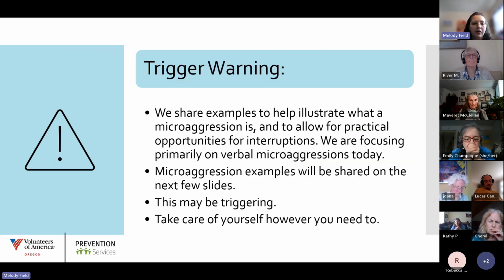So we do want to give a trigger warning that some of the examples that we have might be triggering. We are trying to illustrate what a microaggression is, and focusing on verbal microaggressions. We try not to get overly specific, but we also want people to have a chance to work through scenarios. So just take care of yourself however you might need to as we work through these.